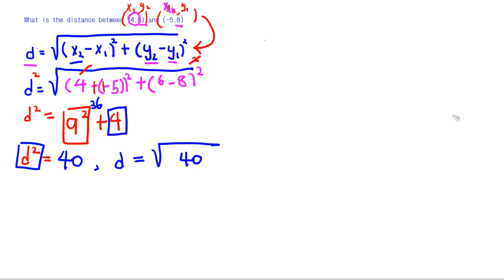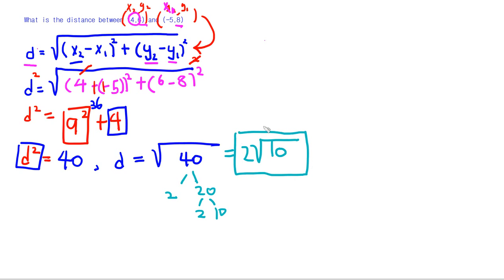And if you want to factor this a little bit, we can get 2, 20, and then 2, 10, and then 2, 5. So we can say that this is equal to 2 times the square root of 10. And 2 times the square root of 10 is the distance between these two points, which are (4, 6) and (-5, 8).